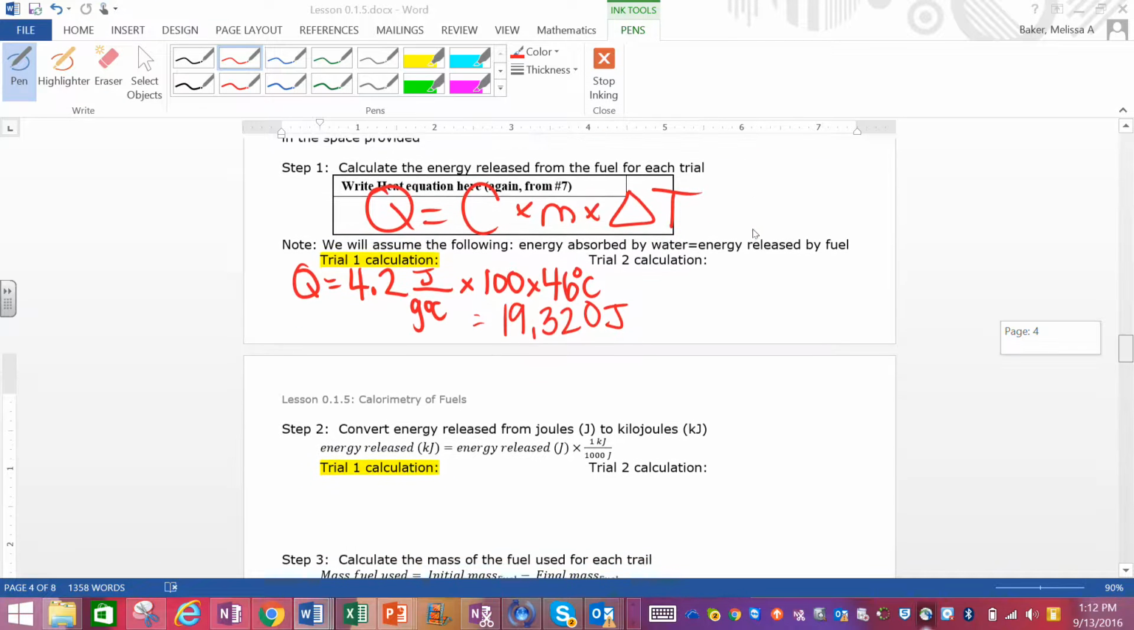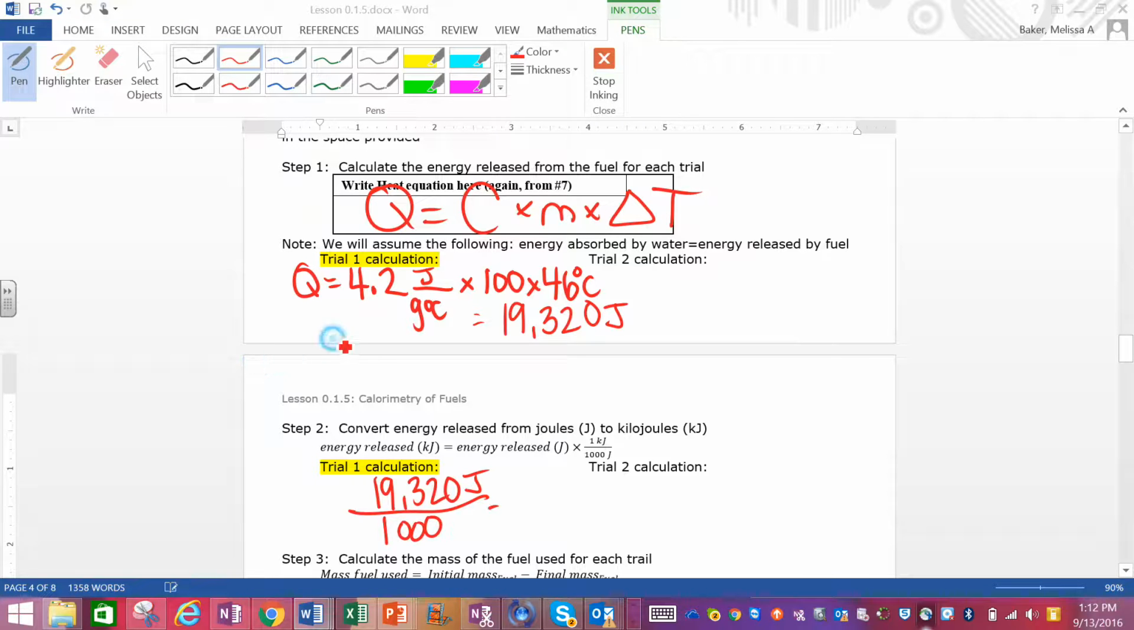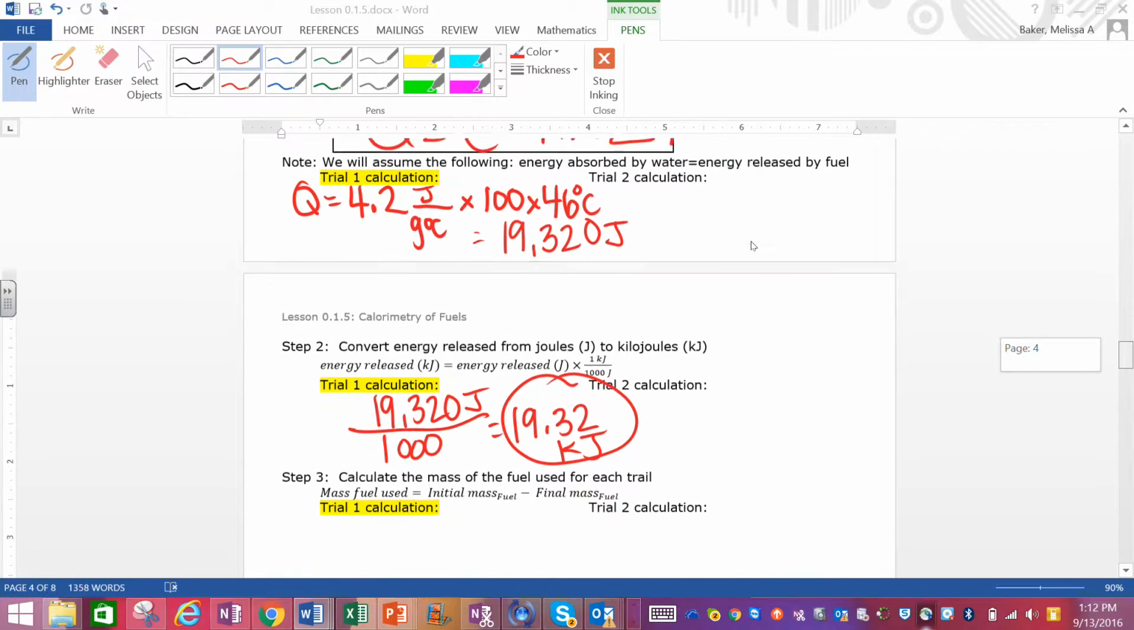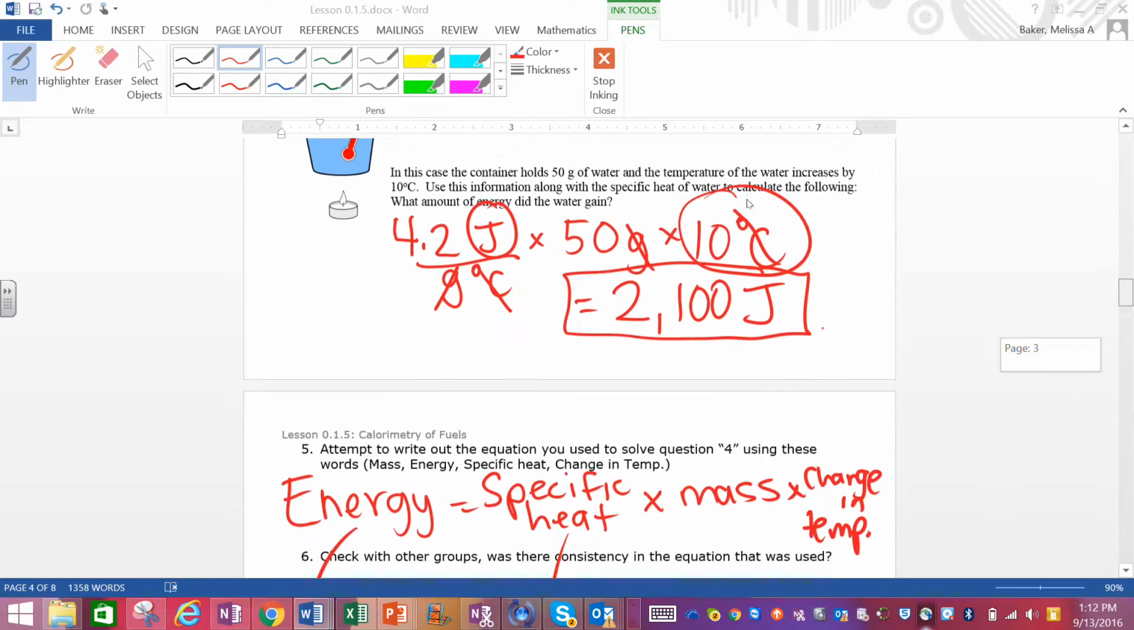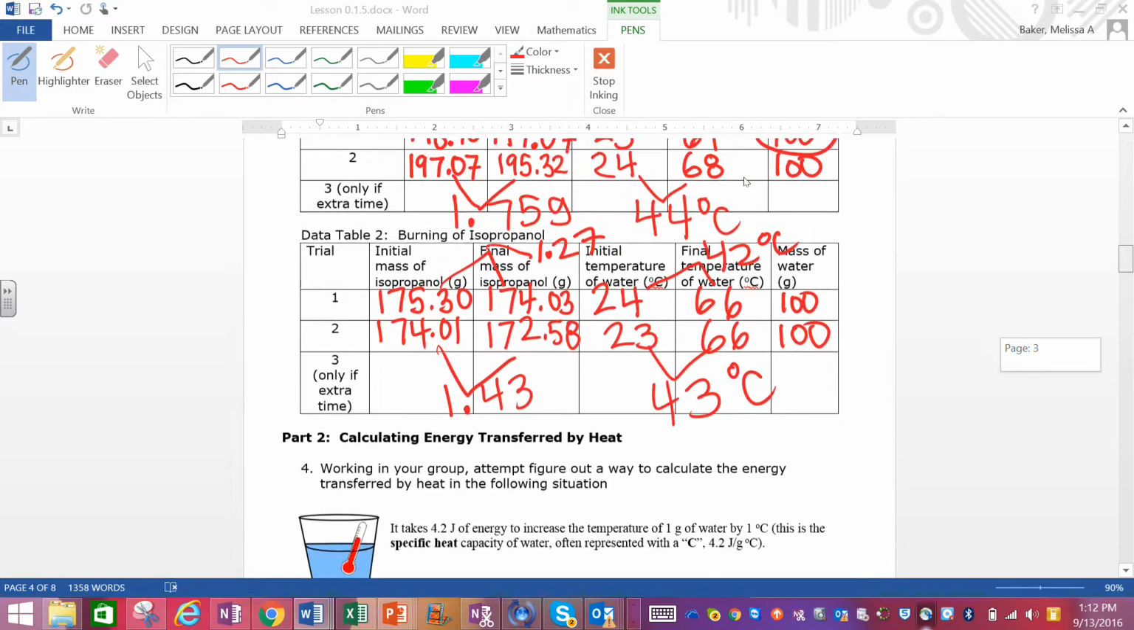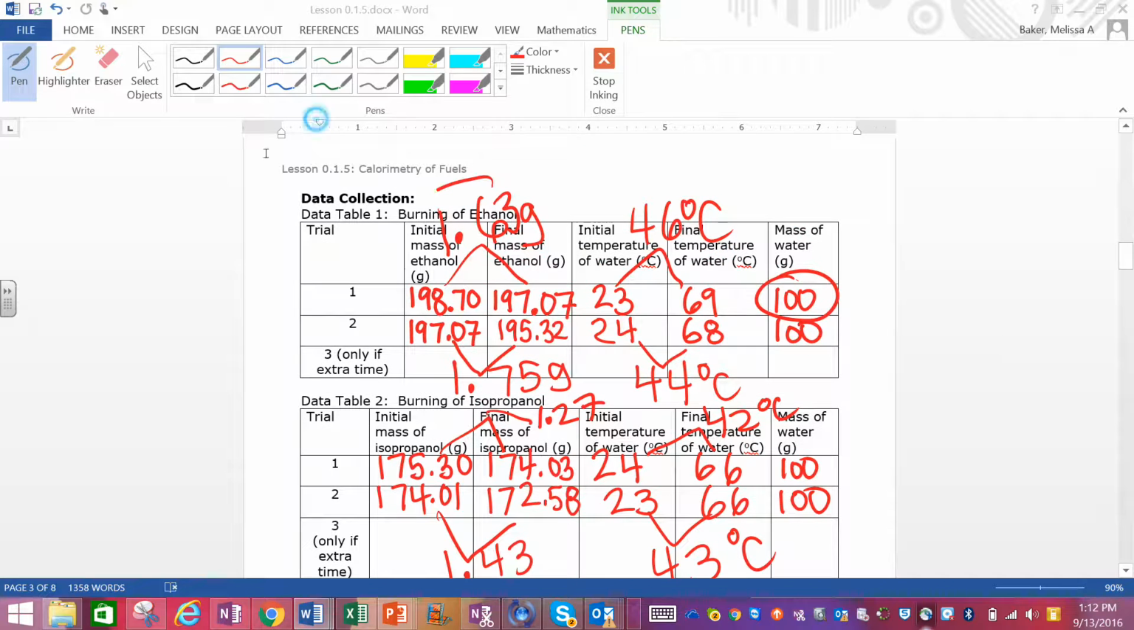For step 2, it says I need to convert joules into kilojoules, and I do that by dividing by 1,000. So I'm going to divide by 1,000. I get 19.32 kilojoules. Now step 3 says figure out how much mass the fuel lost when it was burning. So I'm going to go back up to my data table and look at what I calculated for trial 1. The mass went down by 1.63 grams.